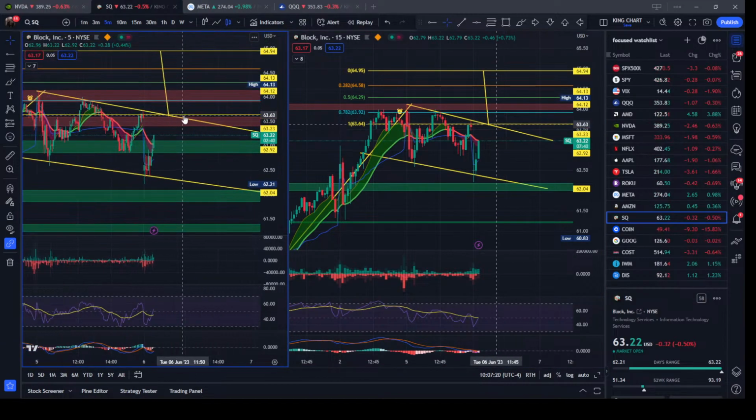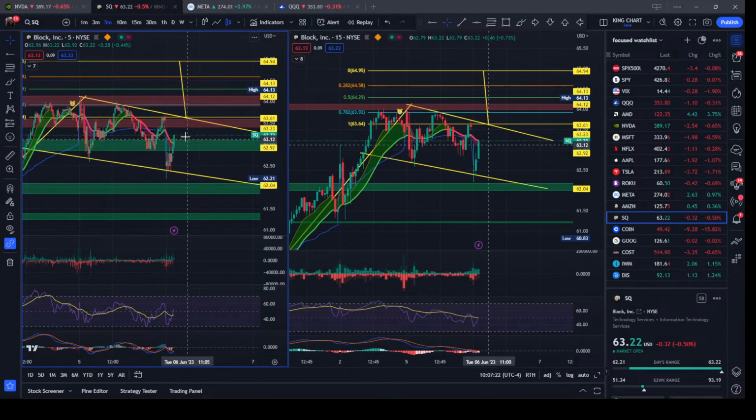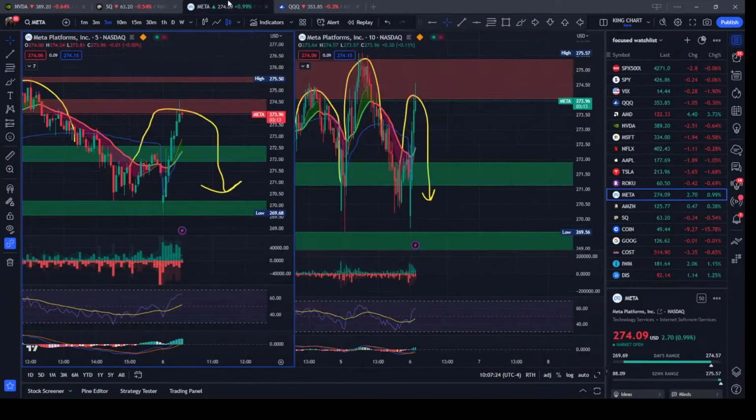Yeah, just waiting on Square. I think this actually might be our play right here. Square is going to be our play. Meta, this 274 again.